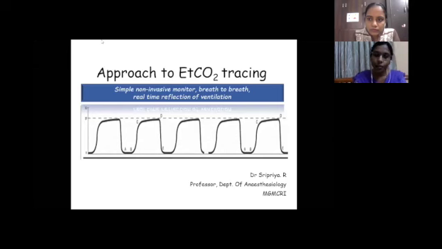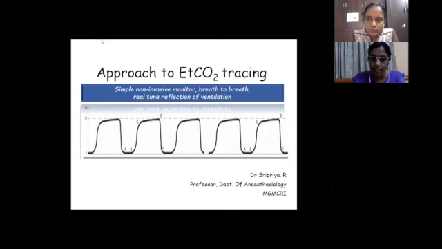Like the ETCO2 tracing we are seeing here, I would call it a normal tracing for a patient who is on mechanical ventilation. Why do we call it normal? Like in yesterday's session, we saw how to read an ECG. There was a systematic approach we follow: we see the rate, rhythm, the P wave, PR interval, QRS, and so many components which we discussed yesterday.